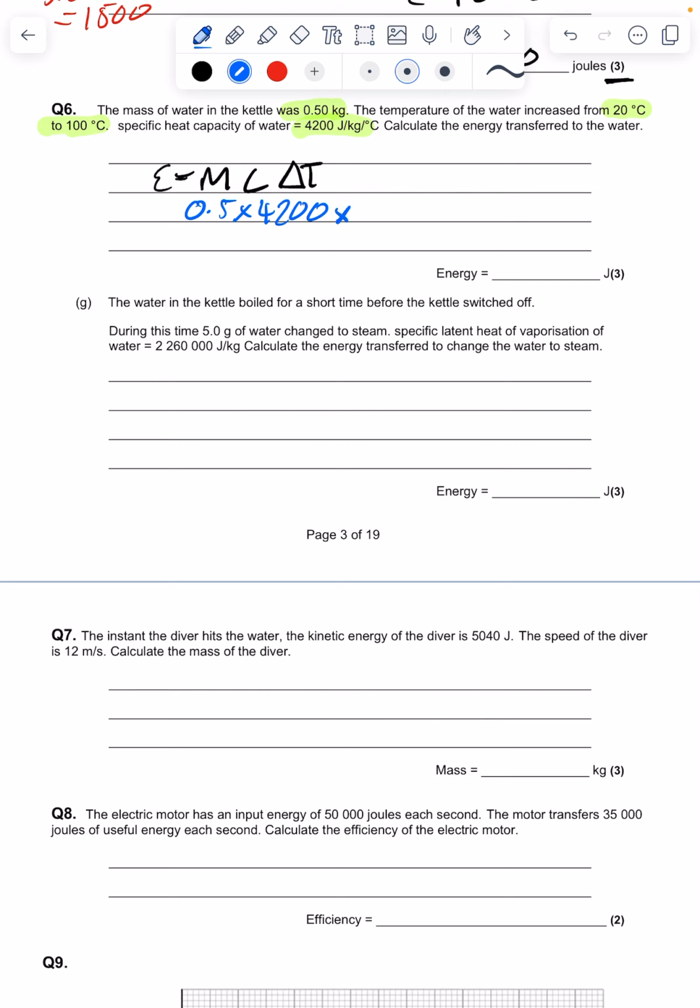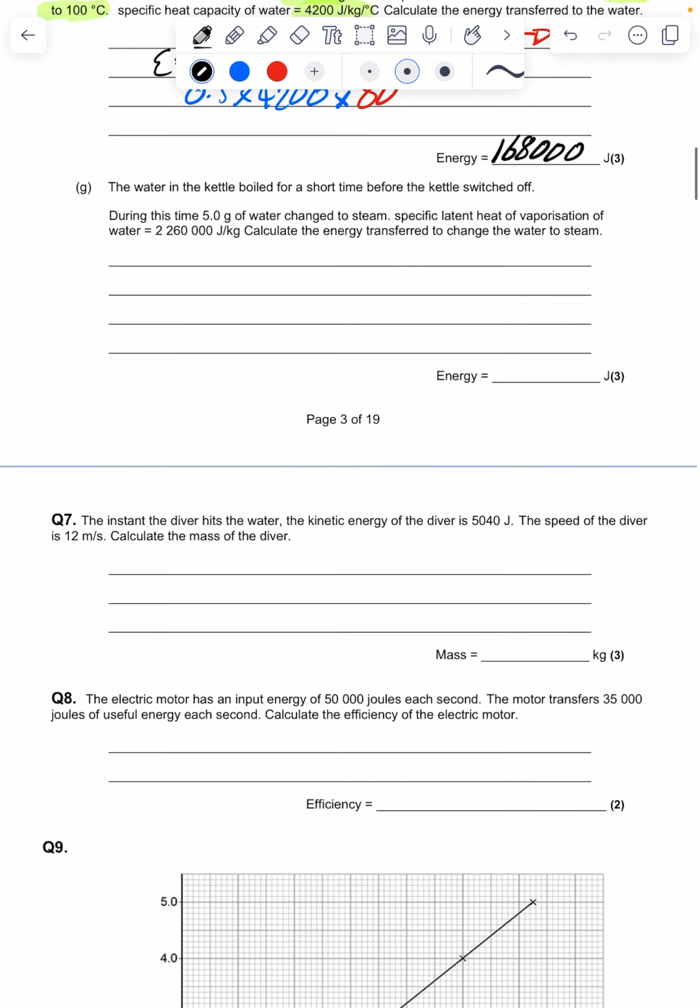And times the temperature change. The temperature has gone from 20 to 100, which means the change in the temperature there is 80 degrees Celsius. So we're going to put that as part of our calculation. So we times that together, put that into your calculator. There we have it.